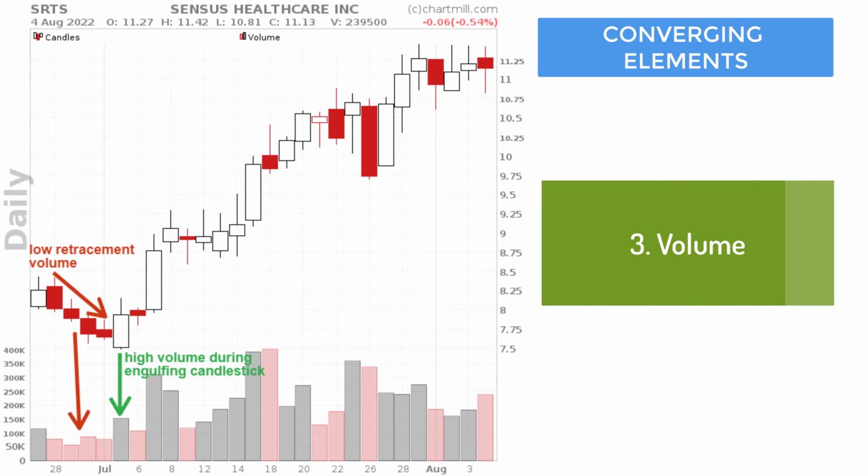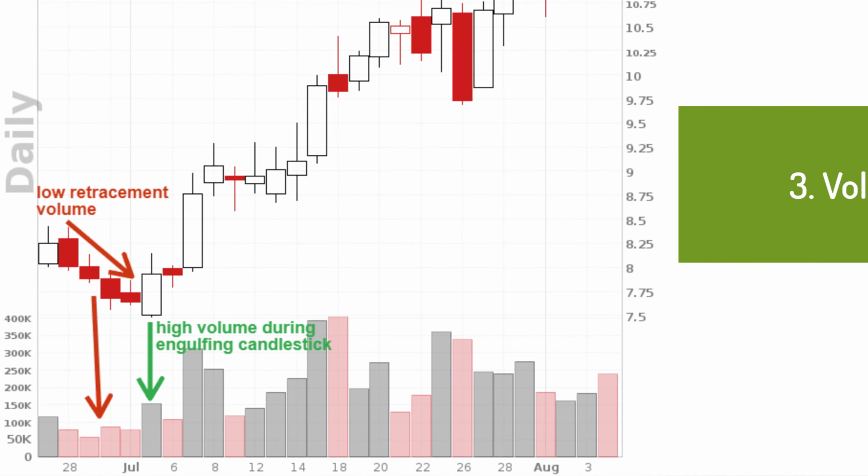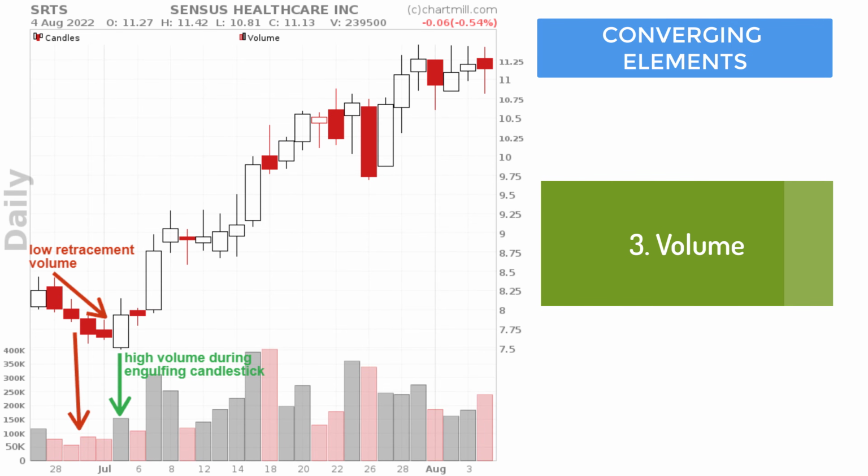Rising volume at the time the second candle forms is a plus, especially if volume was noticeably lower at the time of the price decline. The greater the volume, the greater the interest from buyers at this specific price level and the greater the chance that it will become a valid reversal pattern.